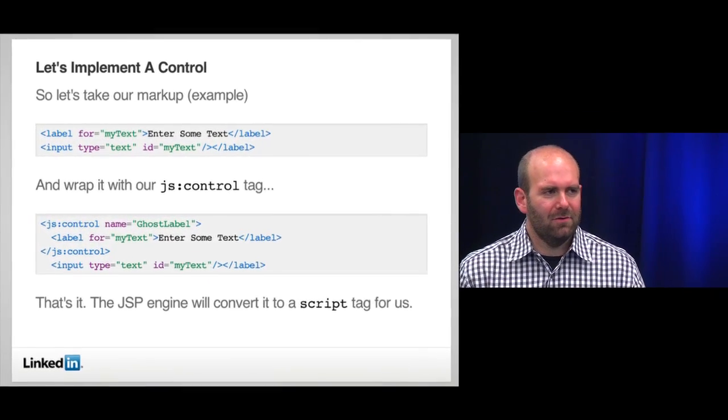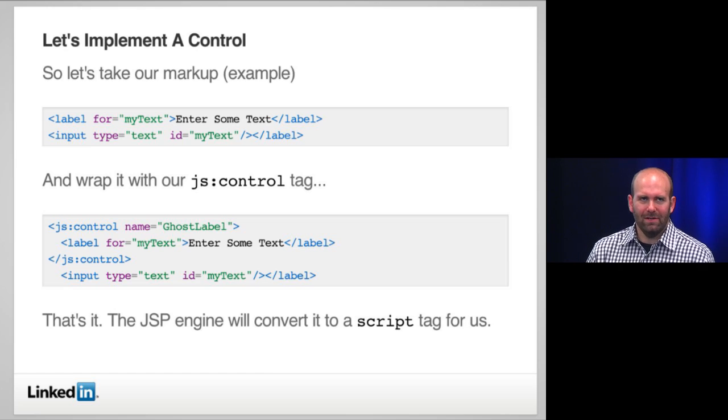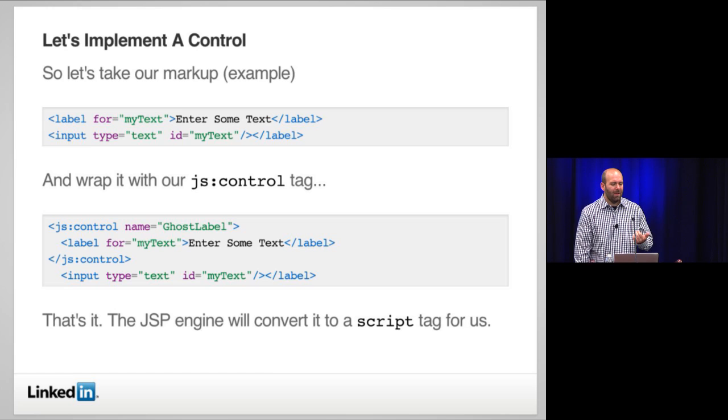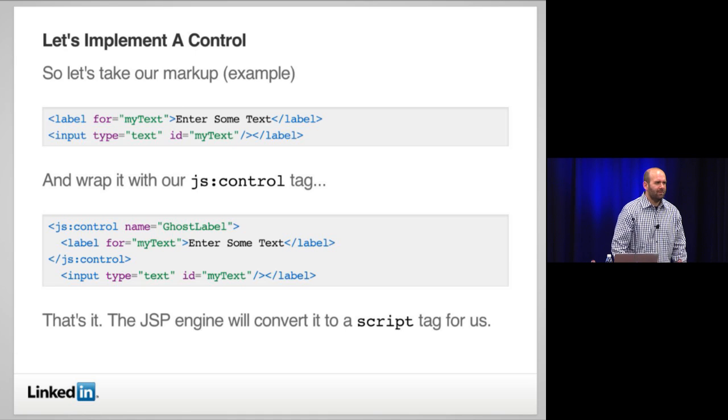So let's take our actual markup. We said that it works with a label and an input of type text. So we will start with a label and an input type text. And since it says we wrap the label, we put the JS control around the label. And we say JS control name equals ghost label. That's it. All right, we're done. We can go home now. No.